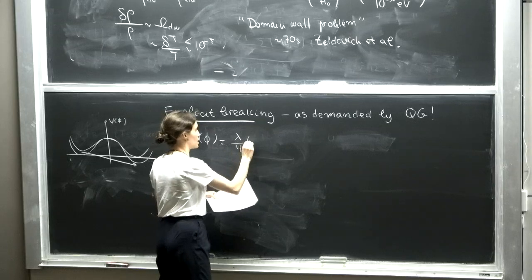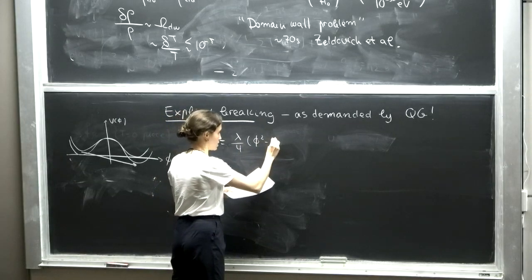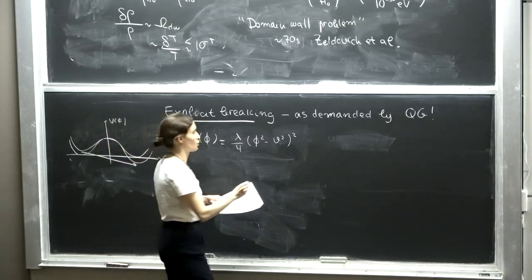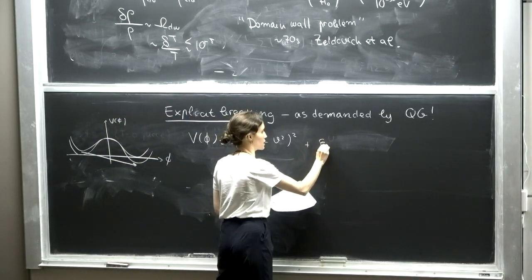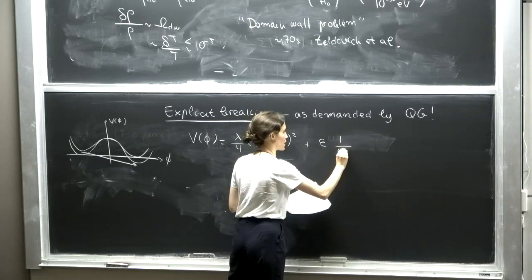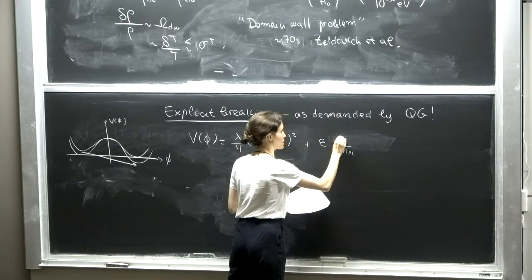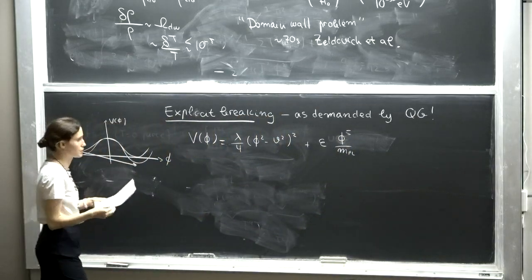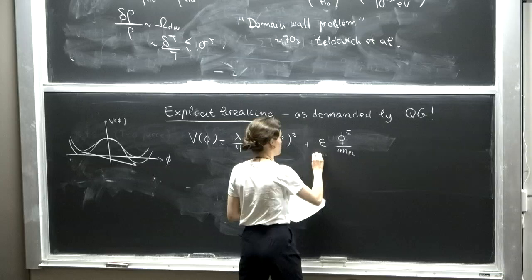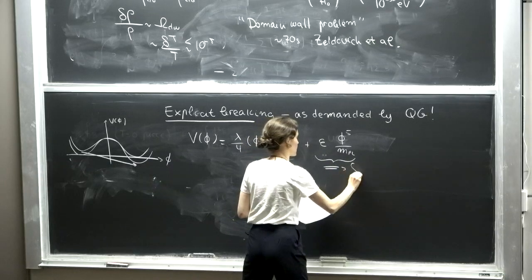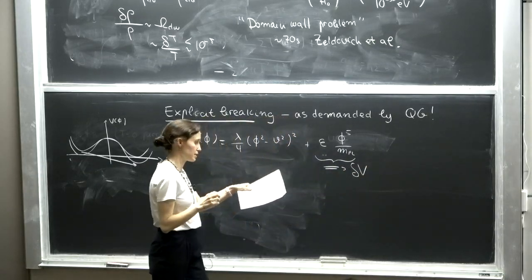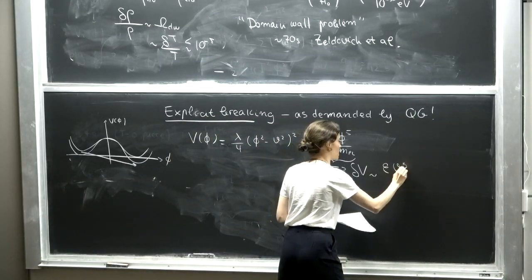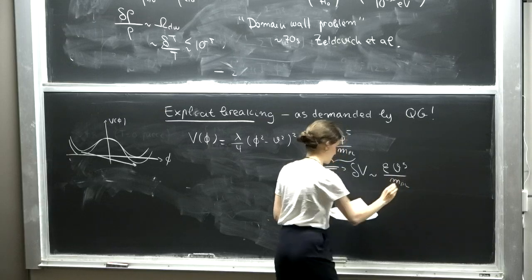So initially, let's consider a zero temperature potential like this with the degenerate vacua, and we add some small perturbation with some coefficient epsilon over M Planck, but otherwise this is a symmetry breaking operator, say φ to the 5. So a dimension 5 operator. This thing induces an imbalance in the energy densities of the two vacua, which is going to be of order epsilon v to the 5 over M Planck.